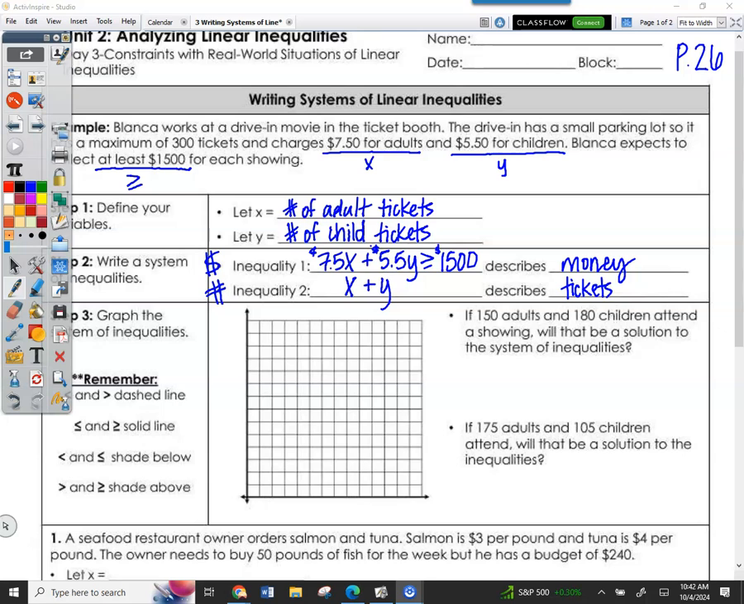And then look at your word problem. Do we have a constraint on the number of tickets? Yes. 300. The facility only holds 300. So what type of inequality would represent having a max capacity of 300? How many could we sell? Could we sell 300? Yes. Could we sell more than? No. Less than? Yes. So less than or equal to 300.